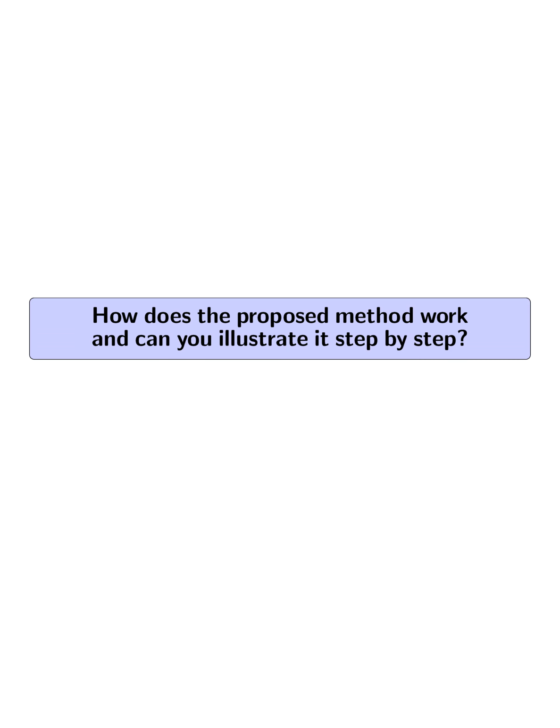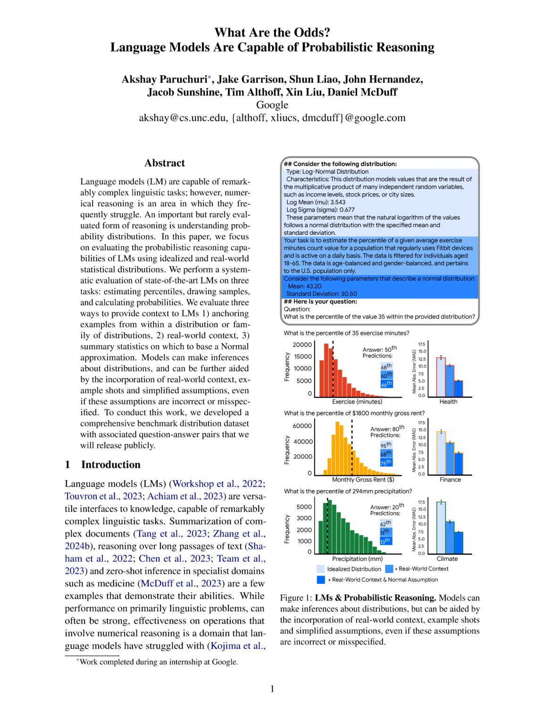How does the proposed method work, and can you illustrate it step by step? The proposed method works by evaluating the probabilistic reasoning capabilities of language models, LMs, through three distinct tasks: estimating percentiles, drawing samples, and calculating probabilities.